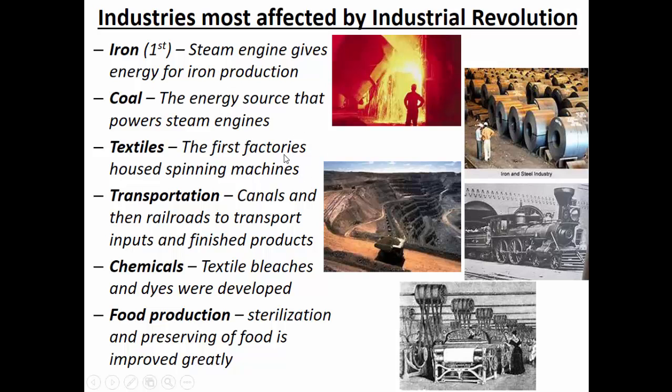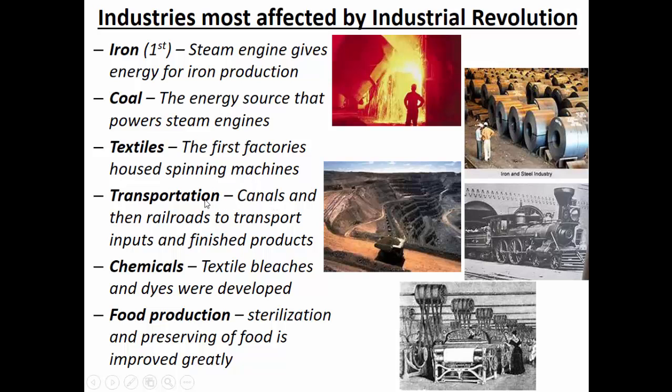Textiles. Textiles is clothing. The first factories used spinning machines that were developed specifically for fabricating or making textiles, clothing. This time it was water power that was used in order to spin the wheels. Water was used from the rapid rivers that were located alongside the textile factories in many towns and cities.